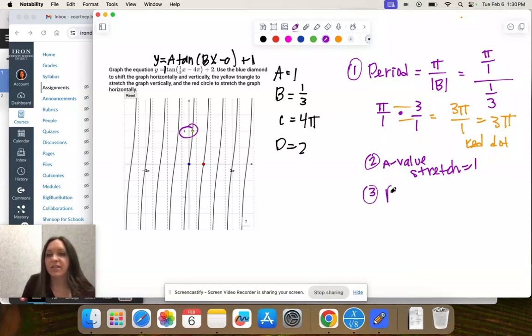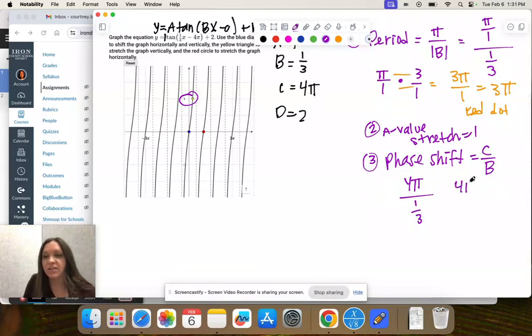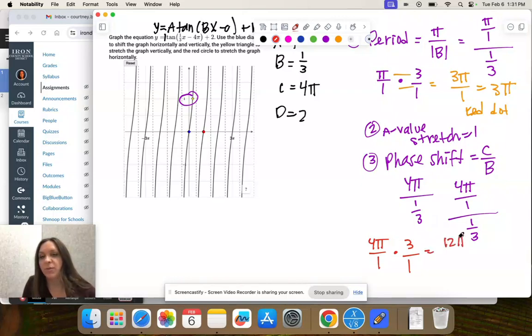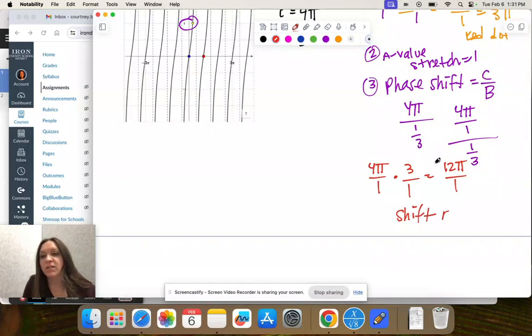The next thing we look at is our shifts. So my phase shift is my horizontal shift, my left and right, and that still equals c over b, just like our sine and cosine. So c is 4 pi, and b is 1/3. And I should have written 4 pi as a fraction. So 4 pi over 1, over 1/3. So again, when you divide fractions, you take the numerator and you multiply by the reciprocal of the denominator. So this is 4 times 3, it's 12 pi. So I'm going to shift right because it's positive 12 pi.